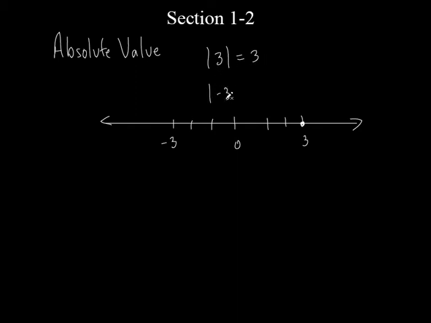Well, you could also do this. The absolute value of -3. The absolute value of -3 is what? How many places is -3 away? It's 3 places away. So notice, the absolute value always comes out positive.